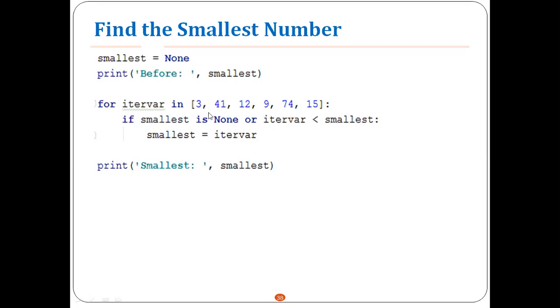In the next iteration, 41 will be copied to the iteration variable. Is smallest still None? No, it is not None. Or the iteration variable, which is 41, is it lesser than smallest? Smallest is 3. It is not. Sorry, the iteration variable is not lesser than smallest. Similarly, in the third iteration, 12 will be copied to the iteration variable. This condition is false, whereas for this one, the iteration variable, which is 12, is not lesser than the smallest element.